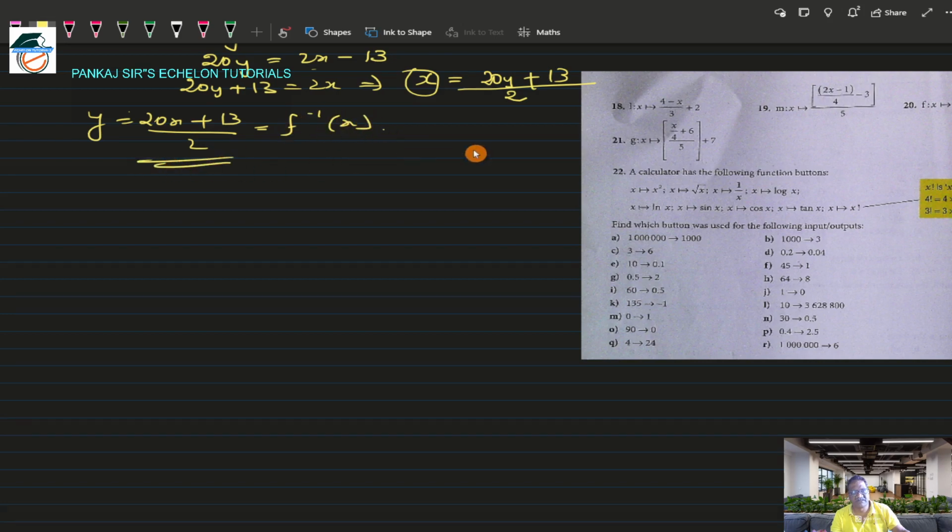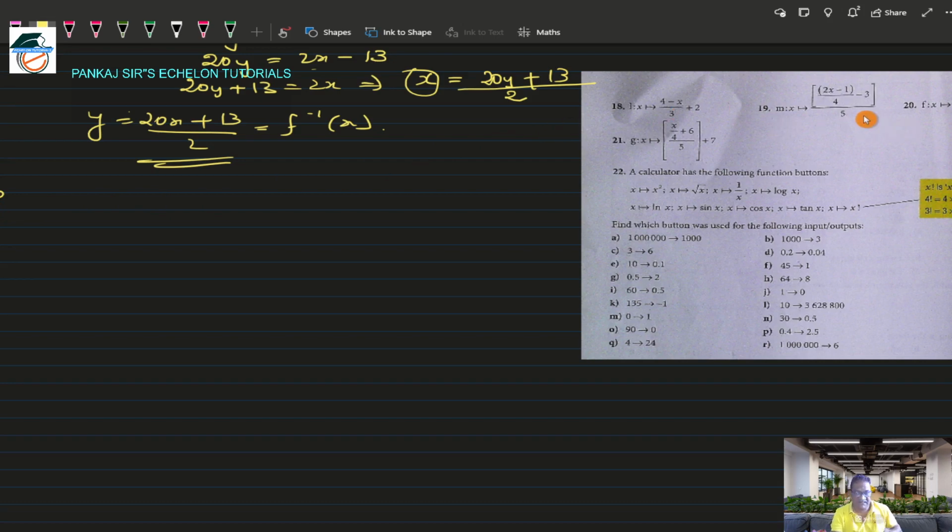The answer for the 19th question is 20x plus 13 divided by 2. Okay, so that's the answer. That was question number 19. Okay, now let us move on to question number 20.